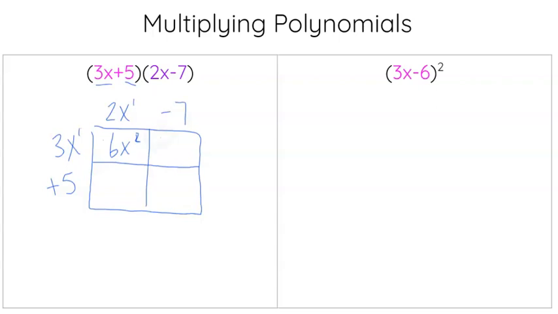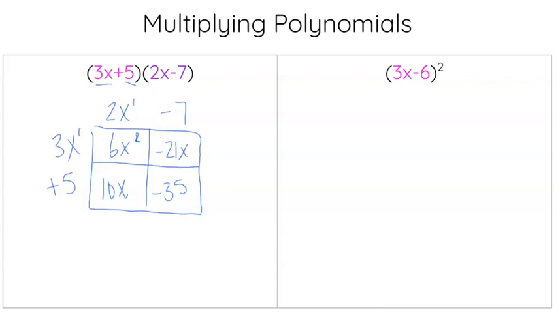And then I'm going to move to the box to the right. So we're going to have negative 7 and 3x. So negative 7 times 3x is negative 21x. And then we do the same thing for that bottom row. We're going to do 2x times 5, which is 10x. And then we're going to do negative 7 times 5, which is negative 35.